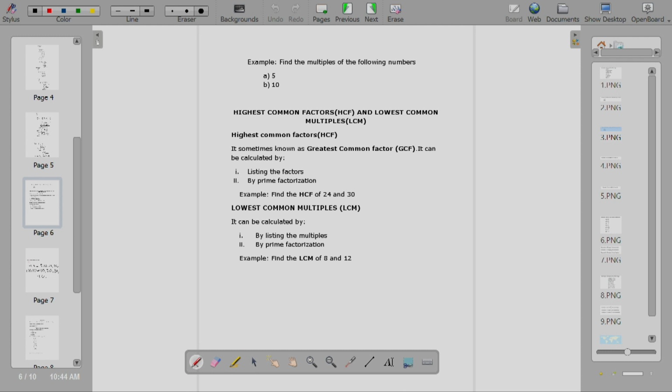So now let's move to another thing, which is highest common factor and lowest common multiple. Highest common factor is simply known as HCF, and lowest common multiple is simply known as LCM. So let's start with highest common factor, or we can simply call it HCF.